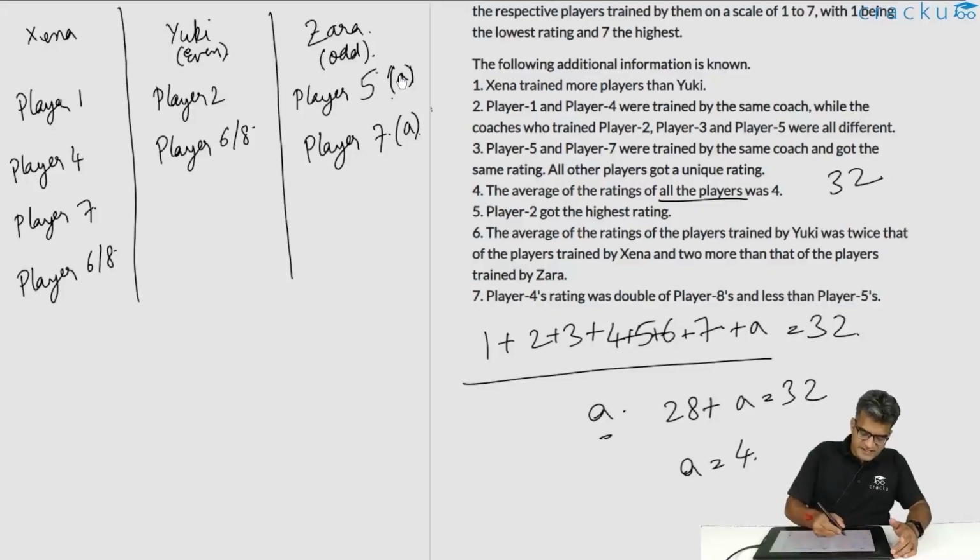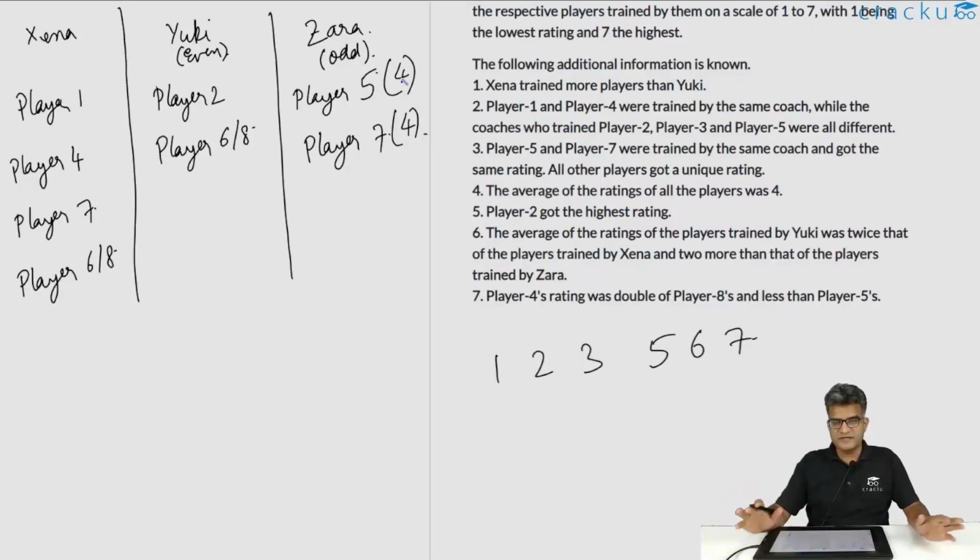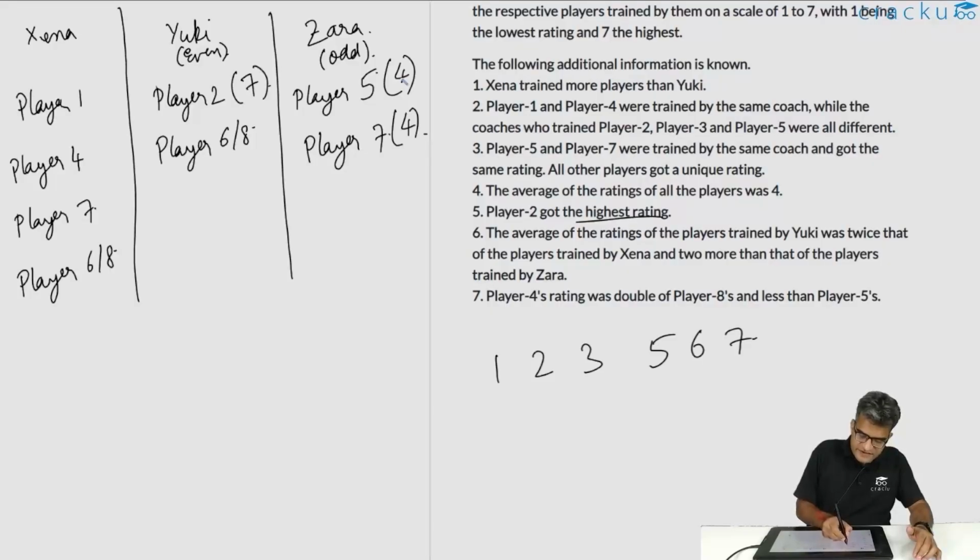So the ratings that players 5 and 7 got is 4 each. So this guy got 4, this guy got 4. What are the ratings that the remaining 6 people got? The remaining 6 people got 1, 2, 3, 5, 6 and 7. We don't know who got what, but these are the ratings which are left: 1, 2, 3, 5, 6, 7. Player 2 got the highest rating, so player 2 got the rating of 7. The 5 remaining ratings are 1, 2, 3, 5, 6.